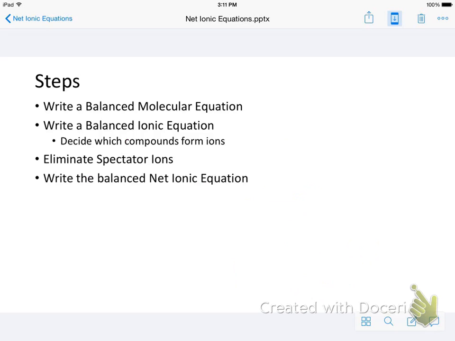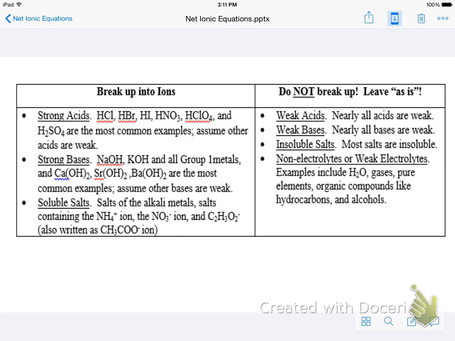So the steps involved in writing a net ionic equation start off by writing a simple molecular equation and balancing it. And then the step that takes the most work is writing the balanced ionic equation, which involves deciding which compounds will form ions and must be shown as ions. Then we can simply eliminate spectator ions, and what we should have left is the balanced net ionic equation.